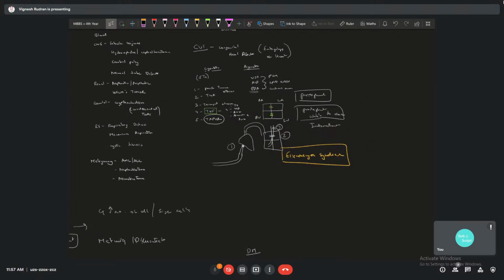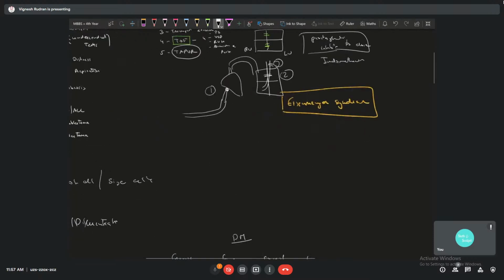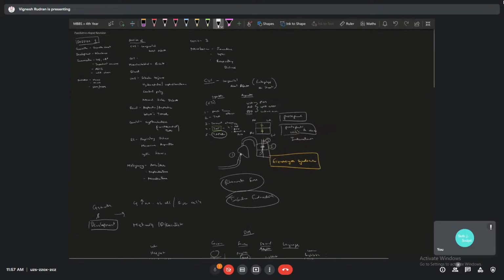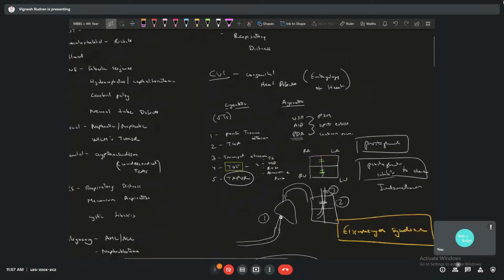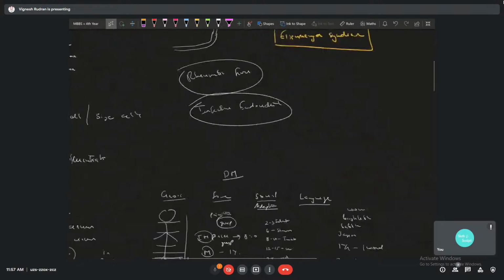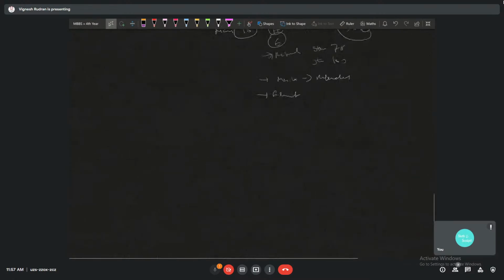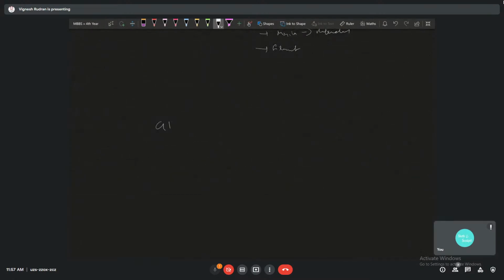Other than this, there are questions which I've already seen in medicine, like rheumatic fever and infective endocarditis, that can also be asked from CVS. So we'll wind up CVS with that, and then we'll move on to GIT.